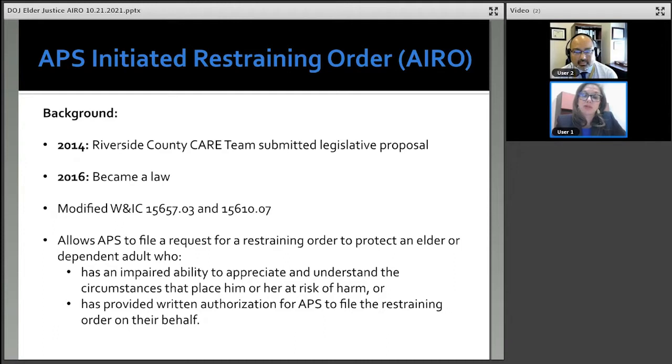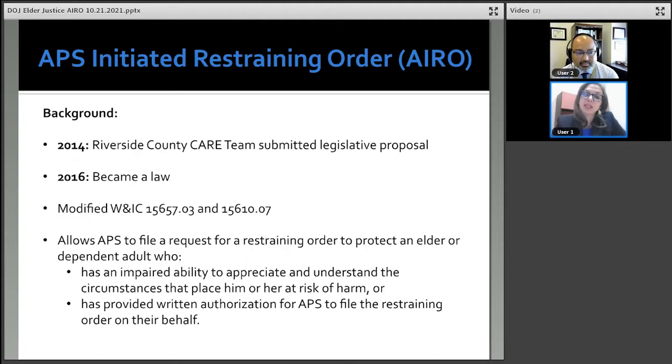We submitted that proposal, and fortunately for us, through lots of different things happening, in 2016, it actually became law. So that was a huge success for us. We were very excited. And you'll see on your screen which WIC codes were modified by that becoming law.